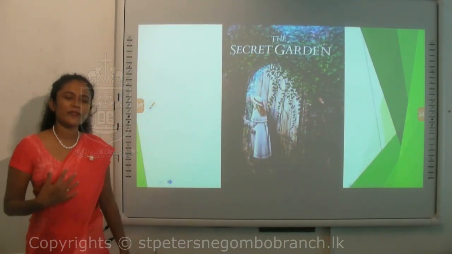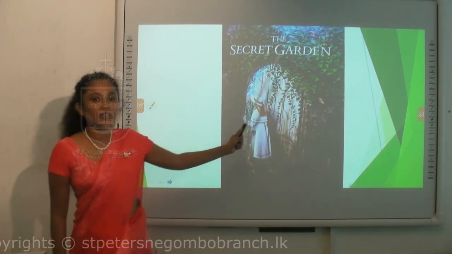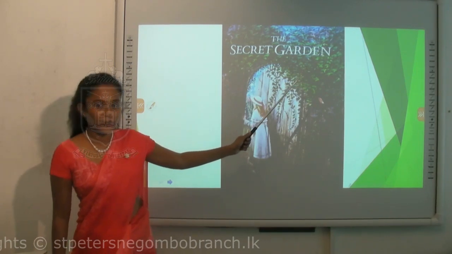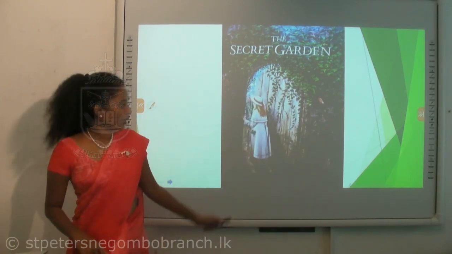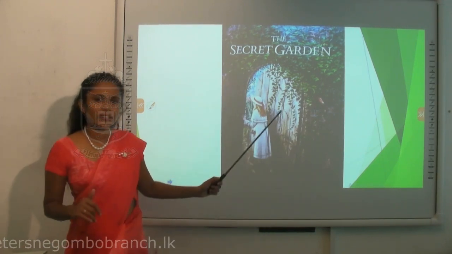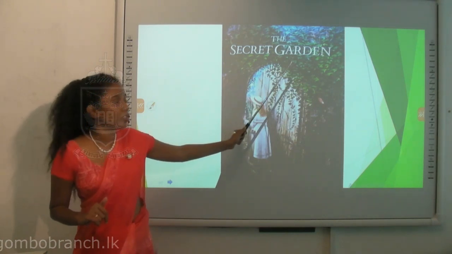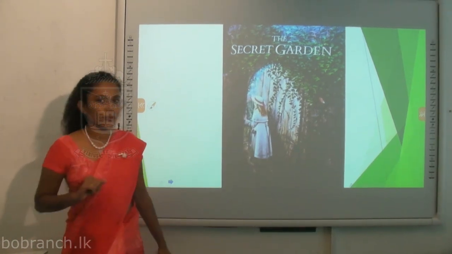This book is very familiar to you all because this is our reader. It's The Secret Garden. You know, it's all about a garden. This is Mary and she is gardening here. And it's a very nice story. The Secret Garden: Secret, S, Garden, G, and then the T is also capital. Right?